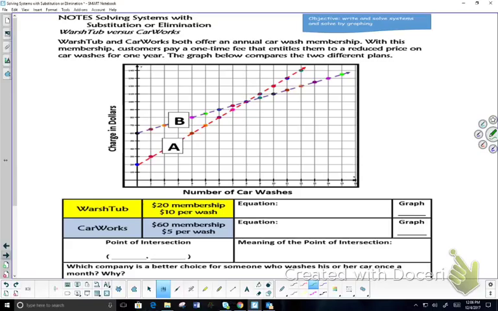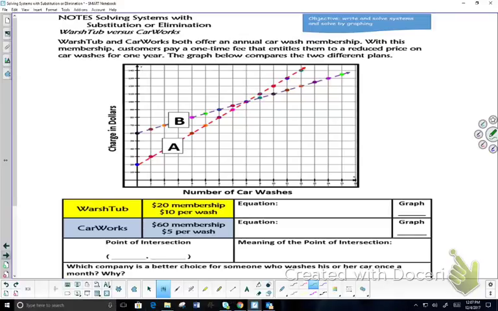So looking at this page, you got Wash Tub and Car Works. You got two companies where you can go get your car cleaned. It's up to you which one you go to. Let's go based on they offer the same great service, so then it's just all about the money. They gave you some information.